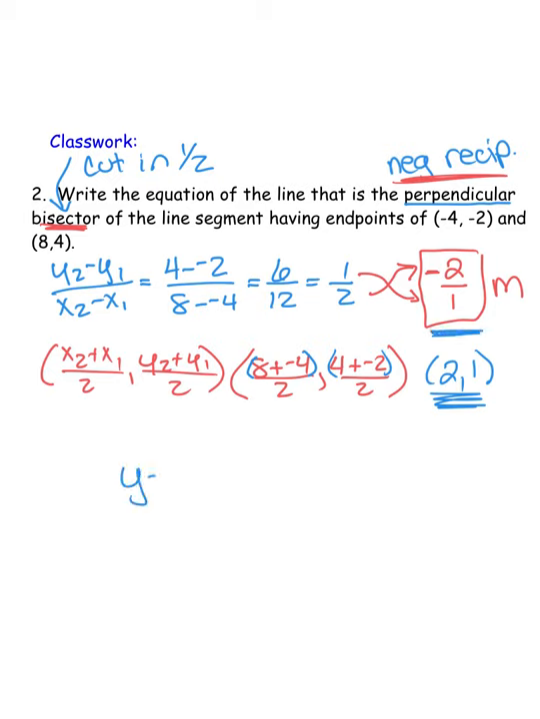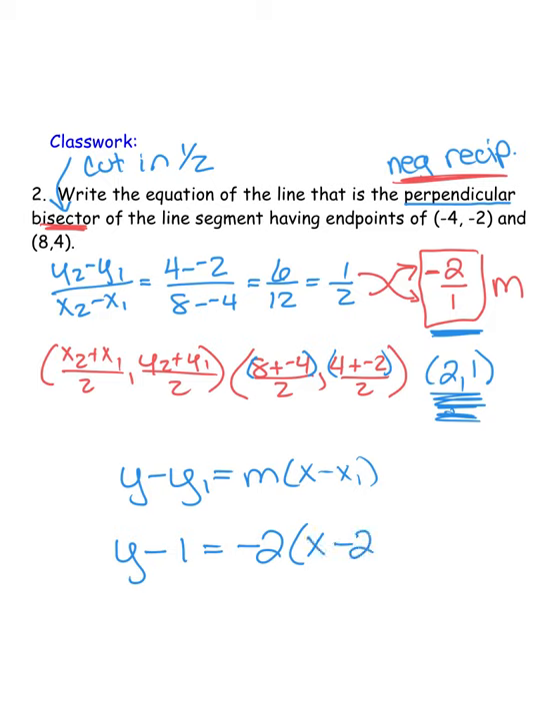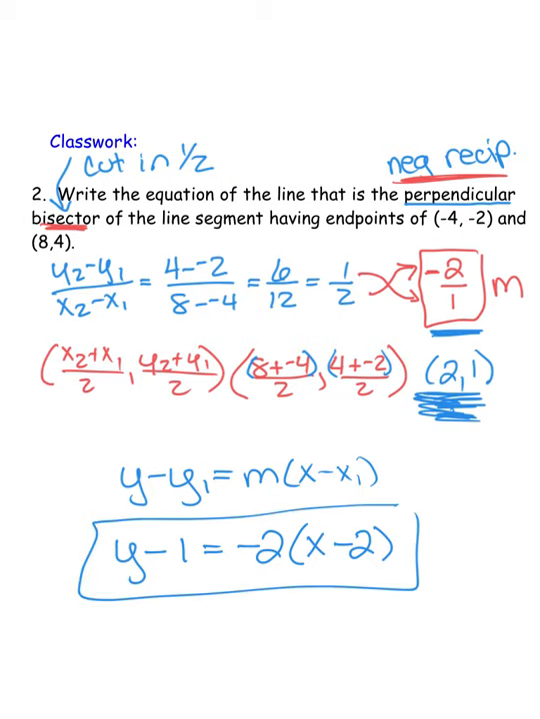We write the equation of a line, y minus y1 equals m times x minus x1. I'm going to plug in my y1 value from here, which is 1. My slope is negative 2, and my x1 value is 2 from over here. So this is my equation of the perpendicular bisector.